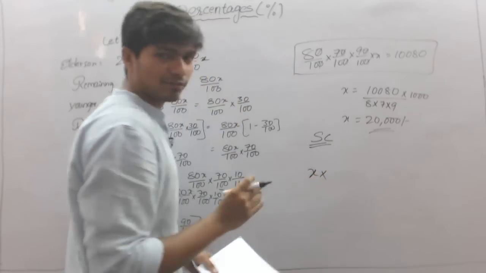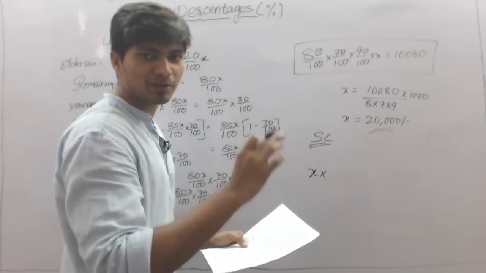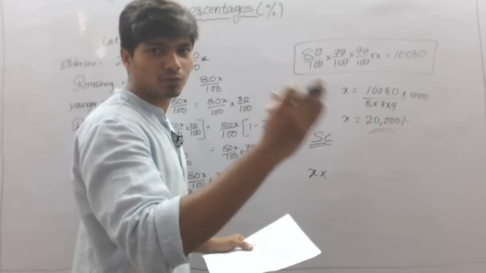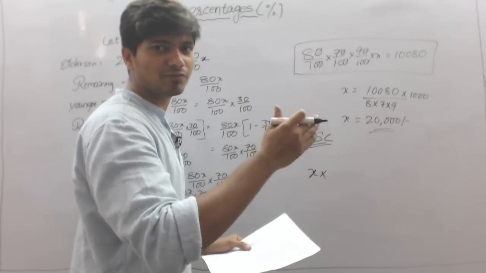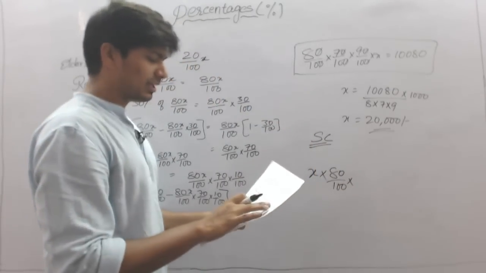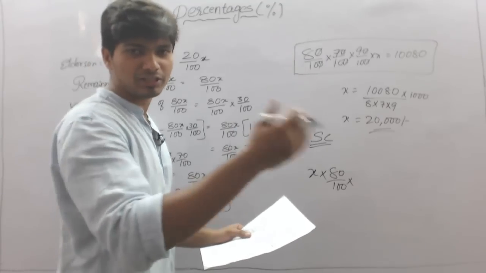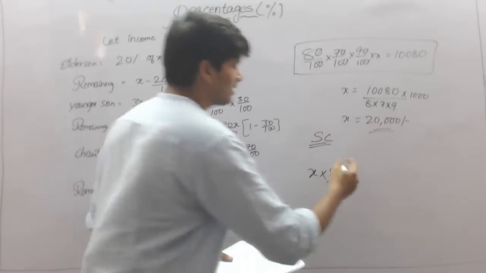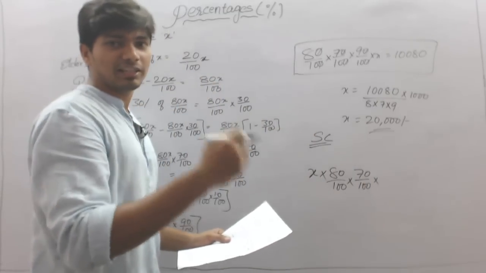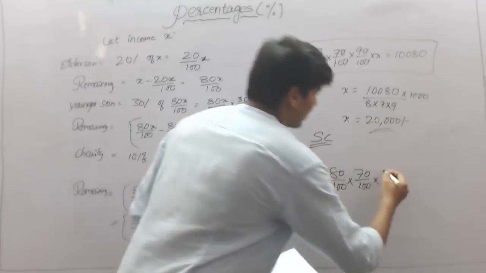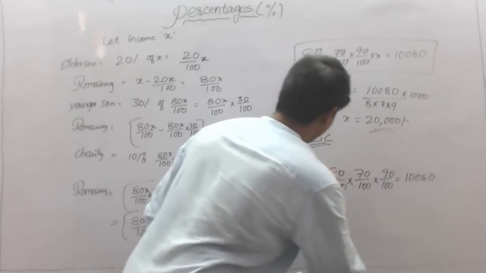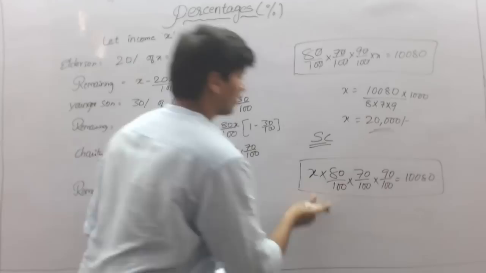Out of x, first he is spending 20%, which is given to his elder son. Now he is left with, out of 100, 20 is given, so you are left with 80. So 80 by 100. Now he gives 30% to his younger son. Out of 100, 30% is given, so 70 by 100. And finally he is giving 10% to charity. Now he is left with 90, that is 90 by 100 is equal to 10080. So this is the shortcut.